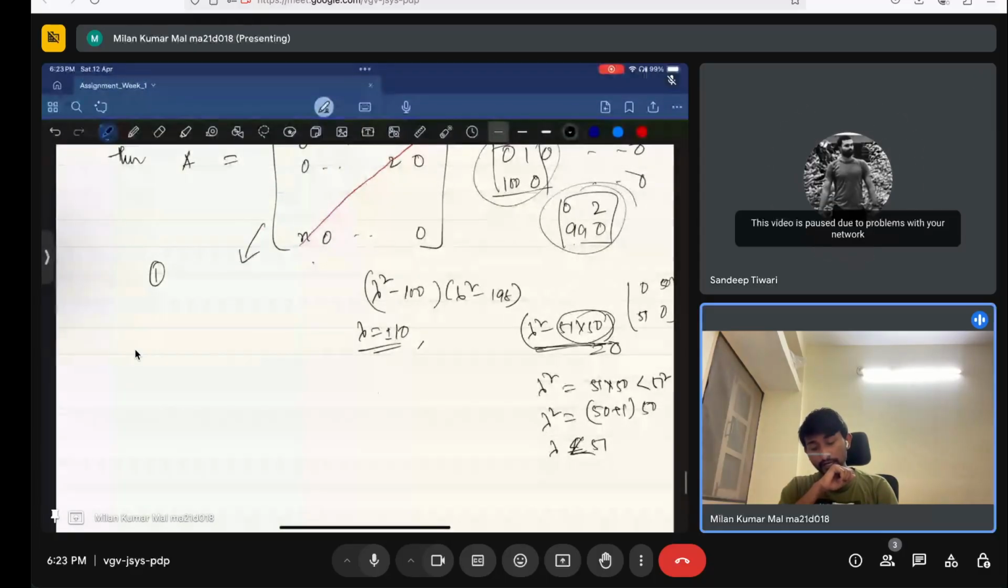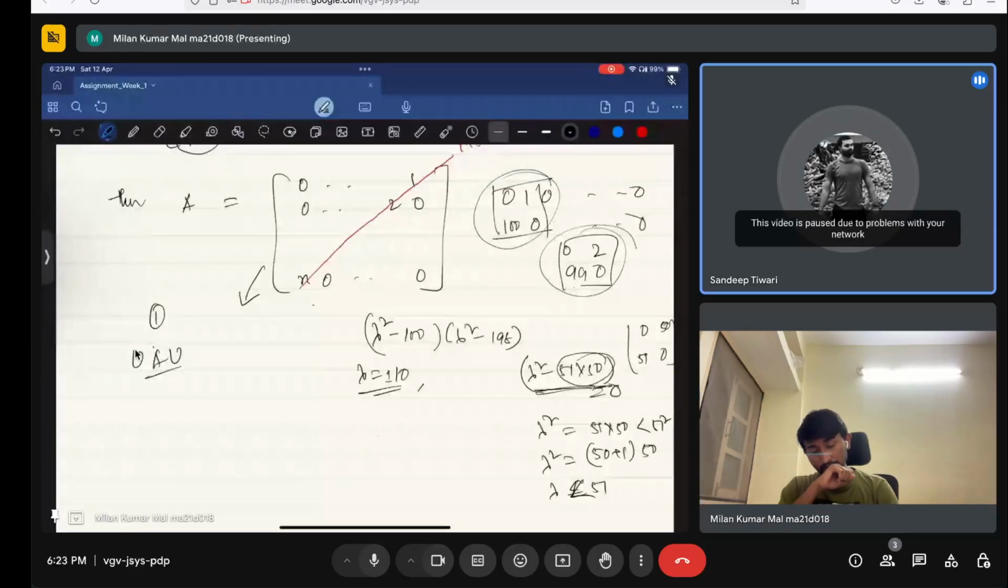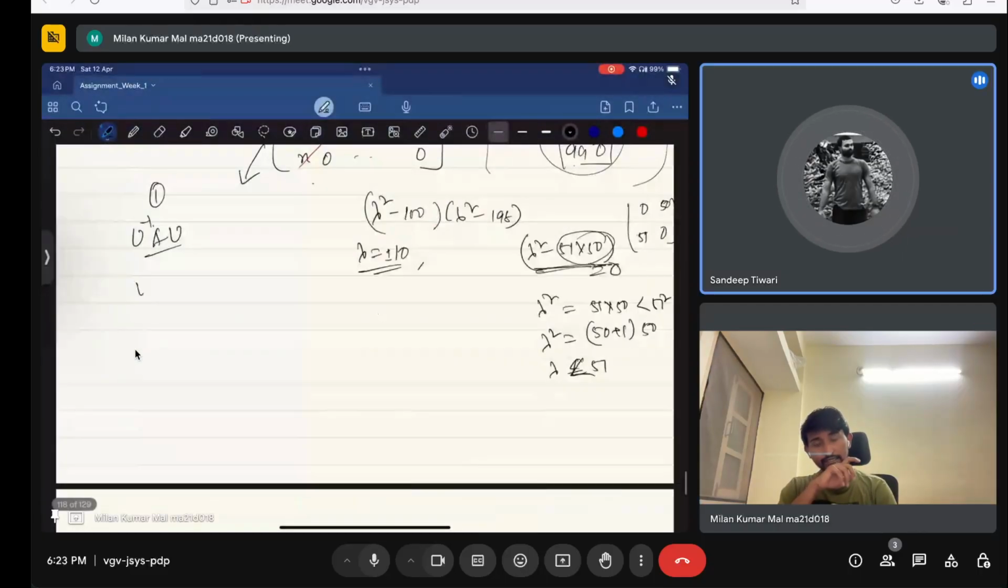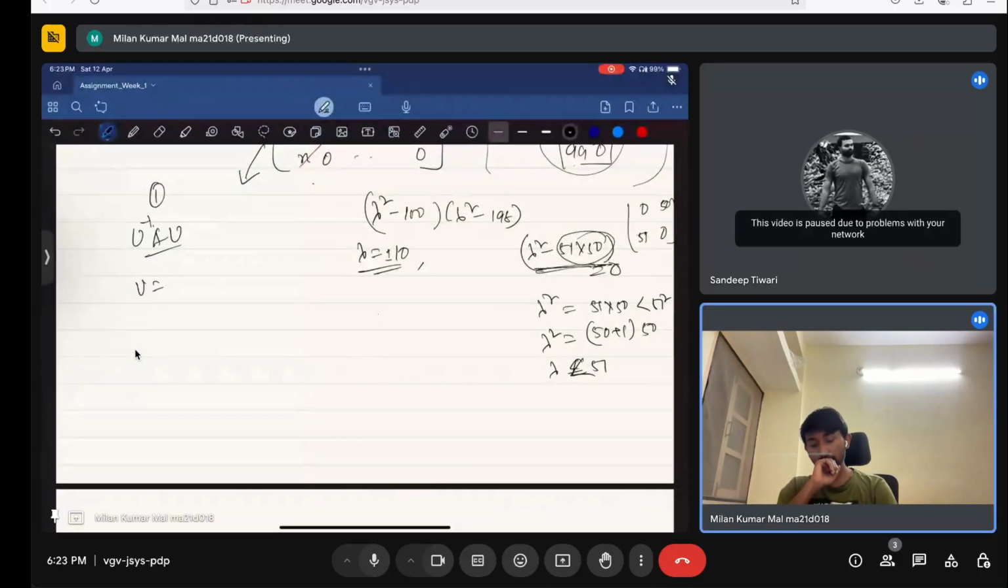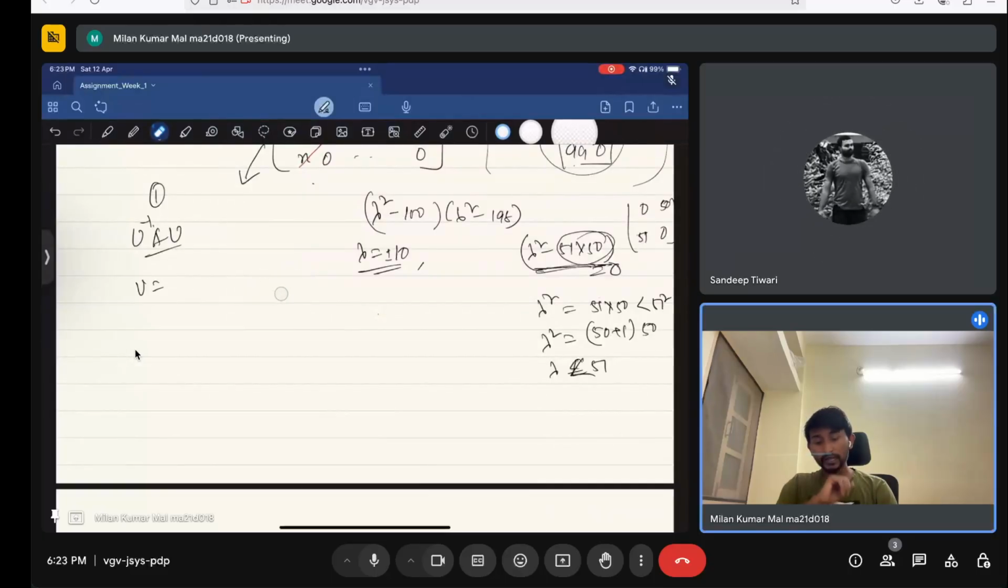A inverse equals A star, or A inverse actually, that is the same thing. I am talking about A inverse, that U. So what will be the matrix U here? U will be E2, E1, E4, E3, like that. Now E1, En, E2, En minus 1. Take E1 equals to, yeah, that's true.